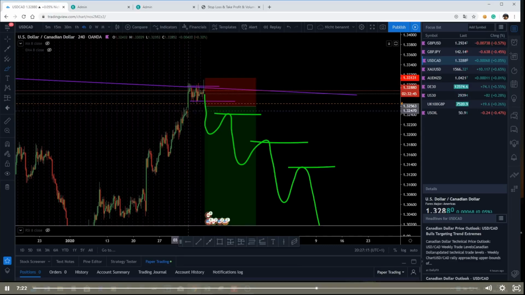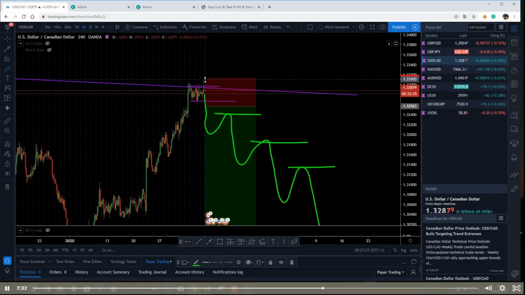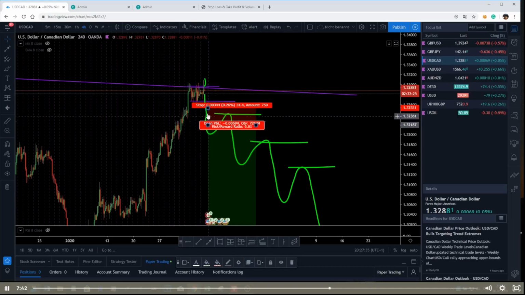And one thing you can do as well, if the trade is already halfway to your target or something like that, then you can lower your risk and pull your stop loss to break even or in profit or whatever you like. You have to make this decision.